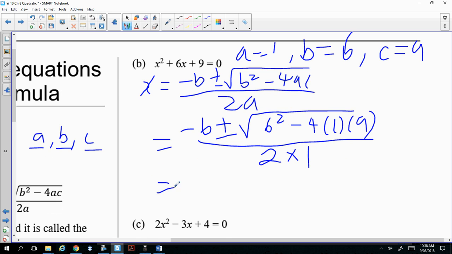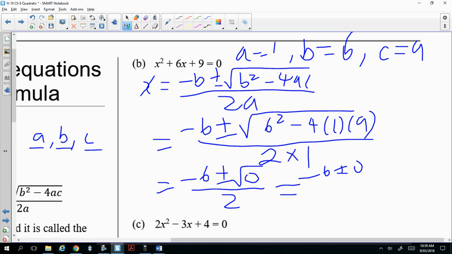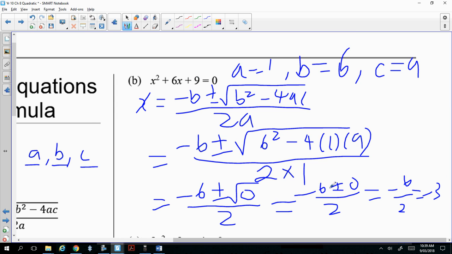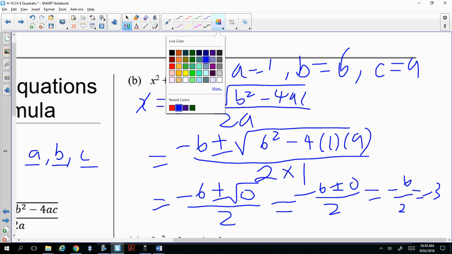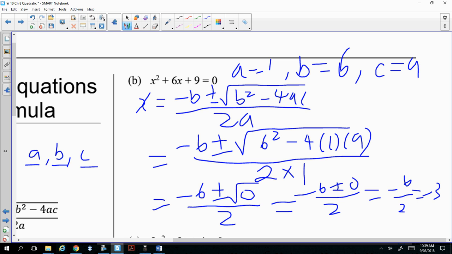You get 0. What's the square root of 0? Square root of 0 is just 0. So you get plus or minus 0. But plus or minus 0 is just the same. You get -6 over 2, which is -3. Right? So you use the formula. Of course, you see that's a slow way. You can actually factorize it into x plus 3, x plus 3, isn't it? So you get x equal to -3, as we expect. But that's a slow way if you can factorize.